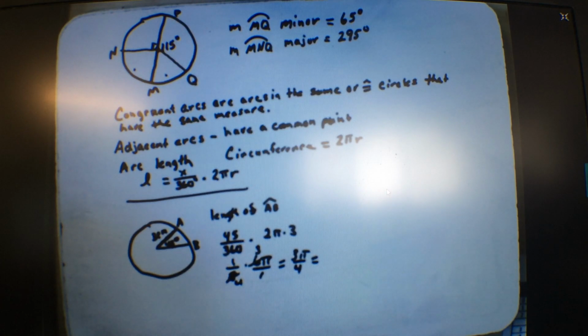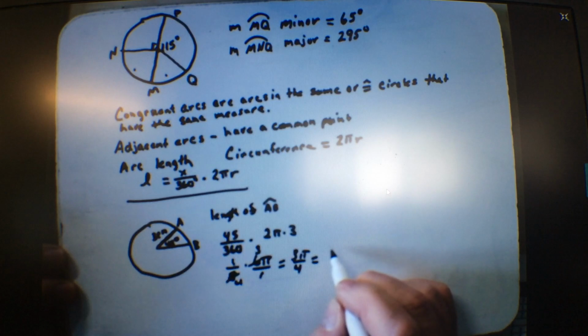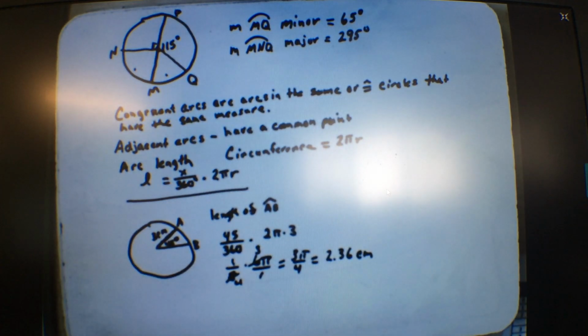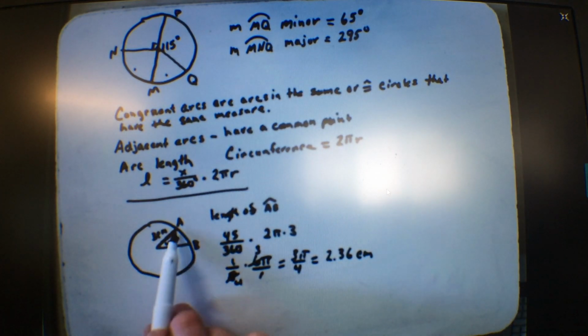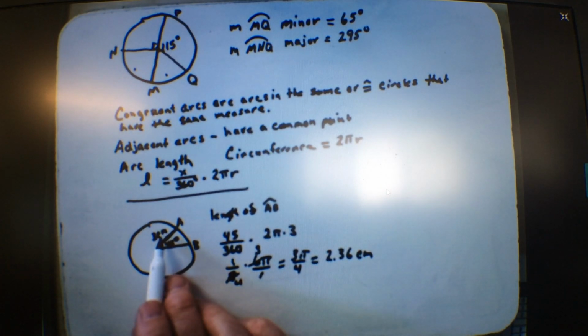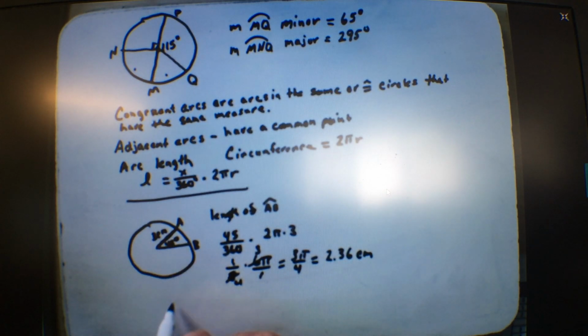Take 3 times pi divided by 4. And I could have done that up here. 2.36, centimeters. Do you understand that? The length, now I realize that this is 45 degrees, but that doesn't tell me how long it is. It tells me how many degrees it is. The length from here to here is 2.36 centimeters if the radius is 3 centimeters and it intercepts a 45-degree arc. Okay?